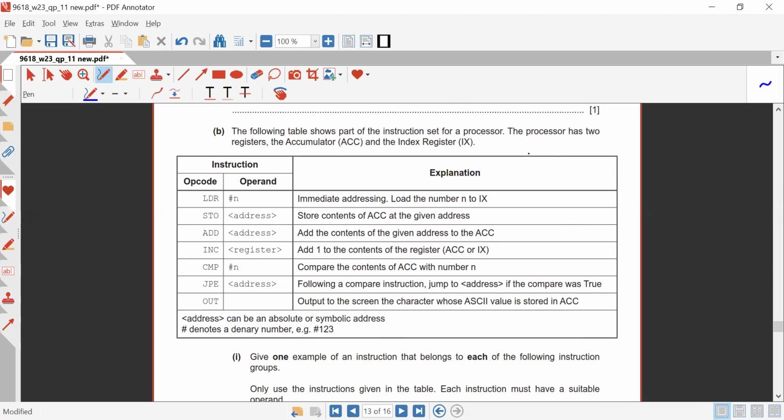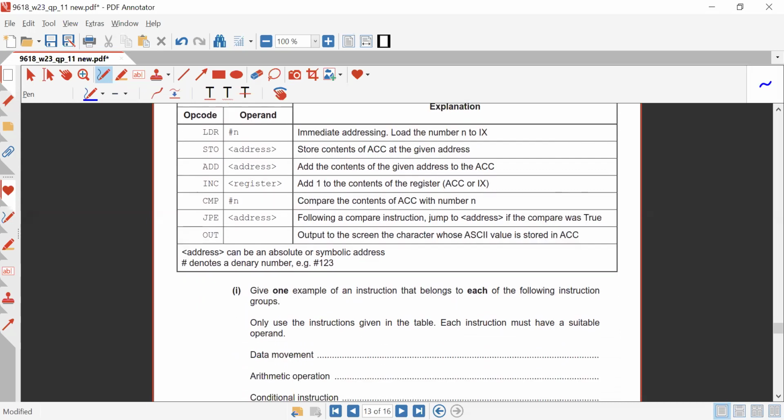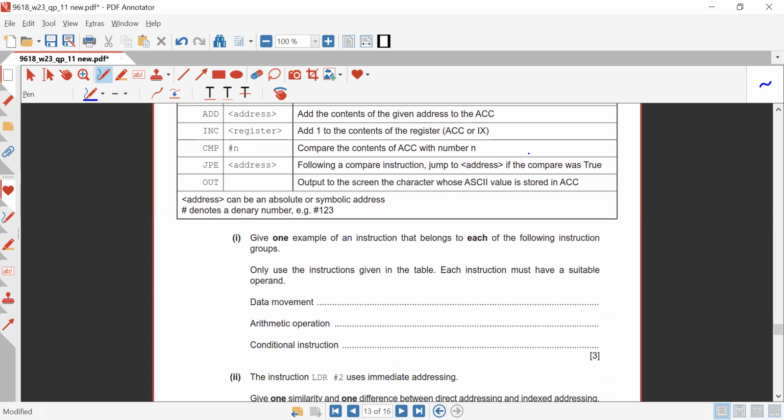Now we do have an assembly language question. What does it say? The following table shows part of the instruction set for a processor. The processor has two registers, the accumulator and the index register, IX. Instructions are provided to you divided into opcode and operand. Then we do have the explanation for these parts. Part 1 says, give one example of an instruction that belongs to each of the following instruction groups. Only use the instructions given in the table. Each instruction must have a suitable operand as well.